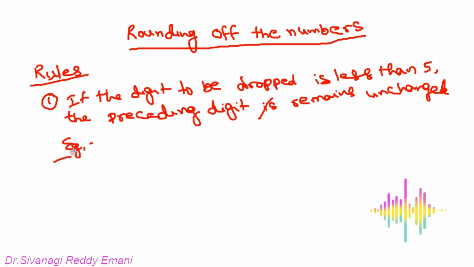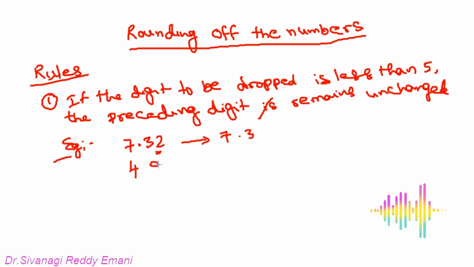A simple example, which we already know very well: say 7.32. If we are planning to drop the last digit, we can simply write 7.3, because 2 is less than 5 and the preceding digit remains unchanged.